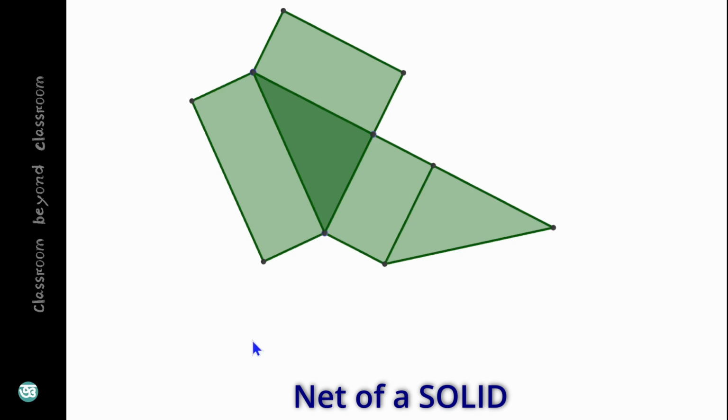What is a net? A net is an outline. This is the outline of a solid that can be folded. If we fold it, we can get the solid again. It can be unfolded in many other ways also. So accordingly, the same solid may have many types of nets.